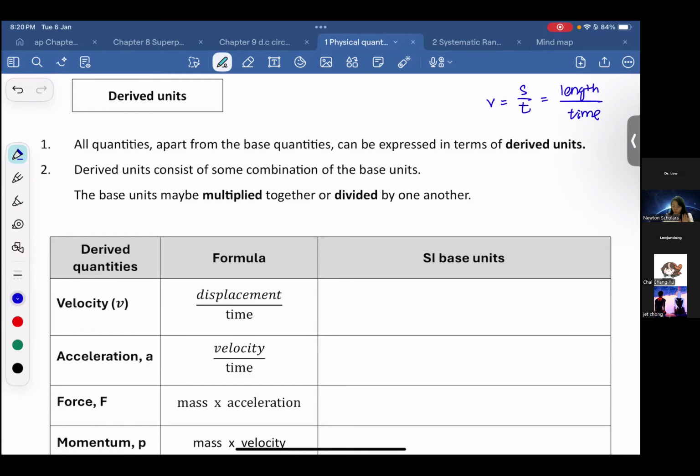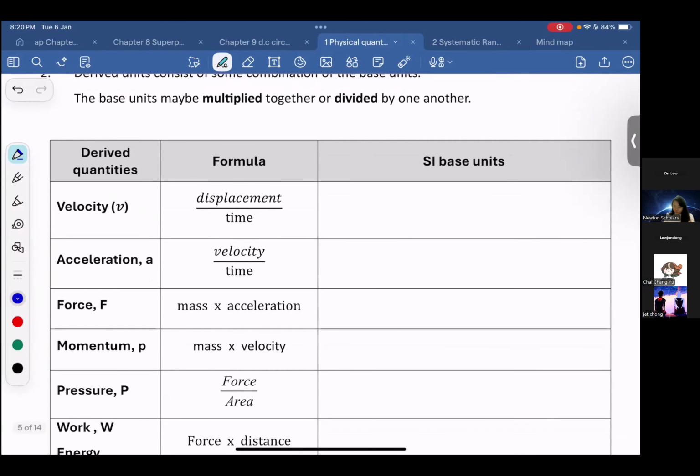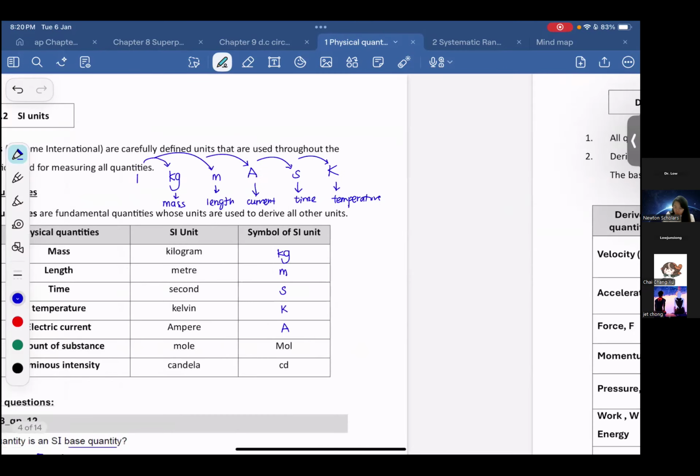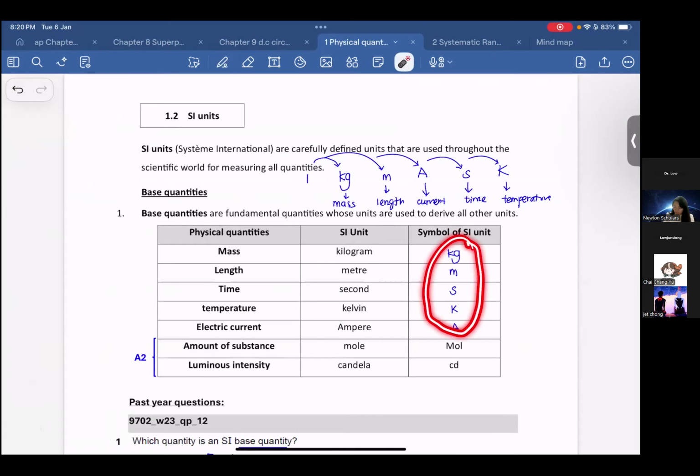Okay, so in our year 12 we need to derive the SI base unit. SI base unit means that all the units that appear are only those here: kg, m, s, K, A. No others, no Newton, no coulomb, no ohm. Everything in terms of these.